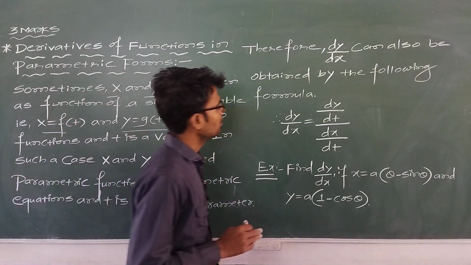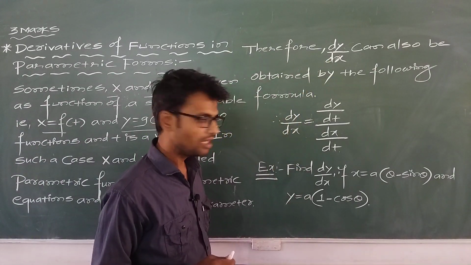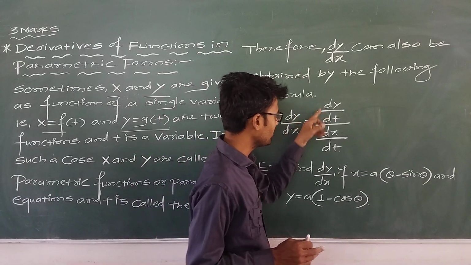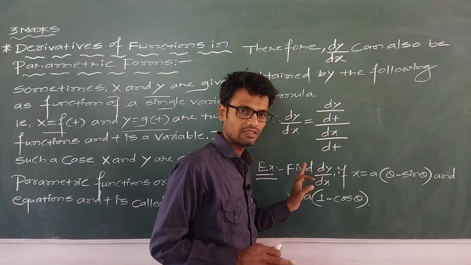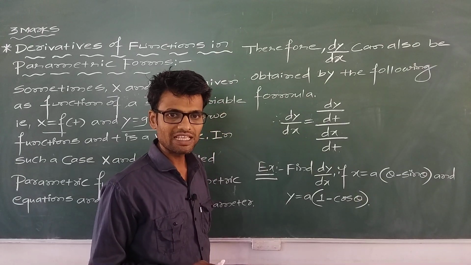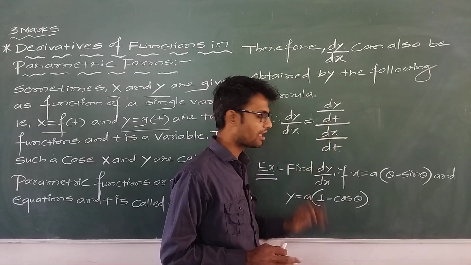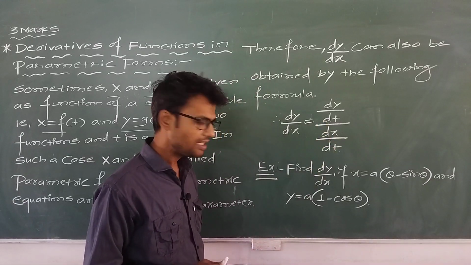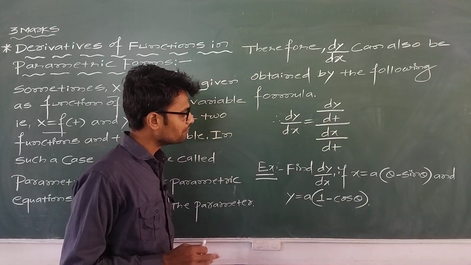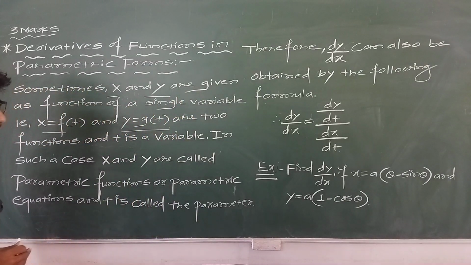Therefore, we can write the value of dy by dx equal to dy by dt divided by dx by dt. So, this is very important. While finding the value of dy by dx, we are using this formula, that is dy by dx equal to dy by dt divided by dx by dt. Right? Now, we are having some examples related to derivative of functions in parametric forms.